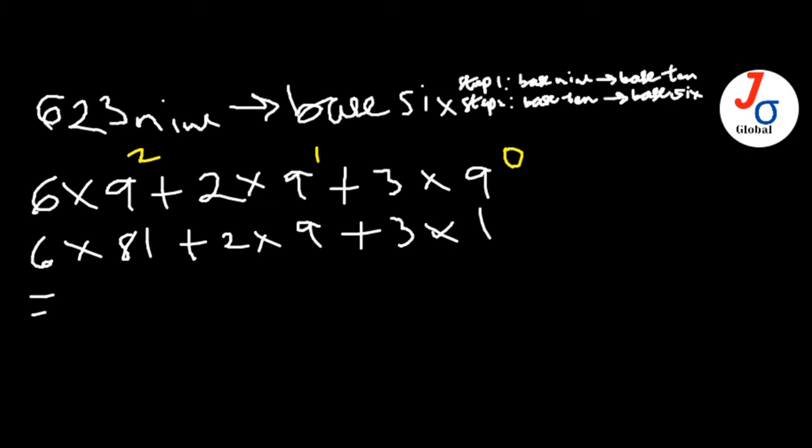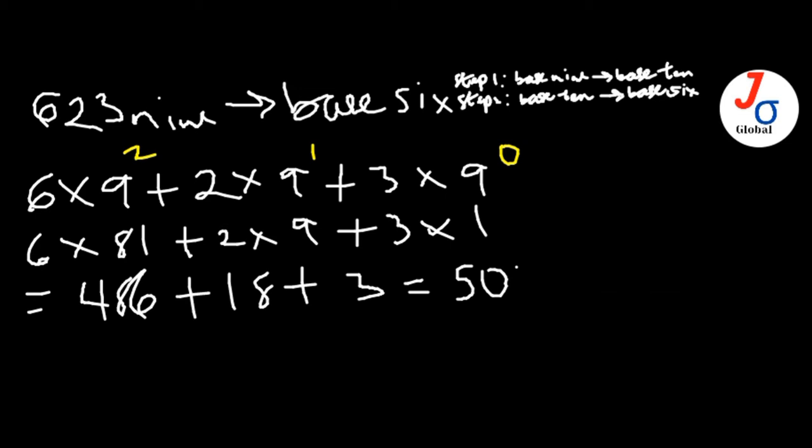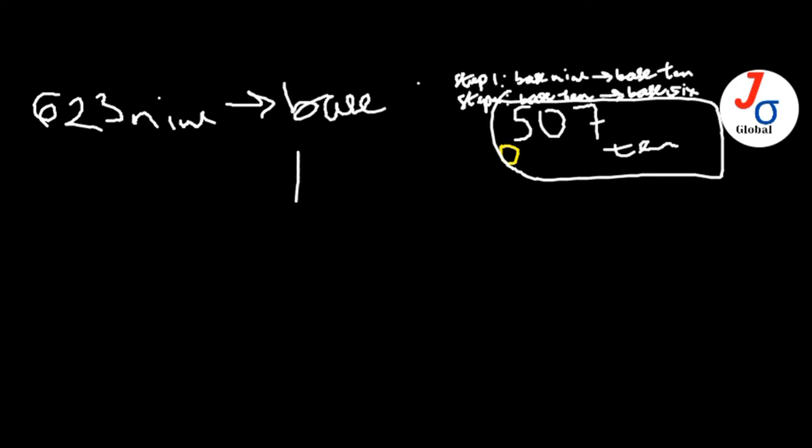And so what I have is 81 times 6, I have 486. Then plus 2 times 9 is 18, plus 3. Then I have 507 base 10. Okay, so we've gotten our answer to be base 10. So we're going to convert 507 base 10, that's step 2, to base 6. 507 down to base 6.